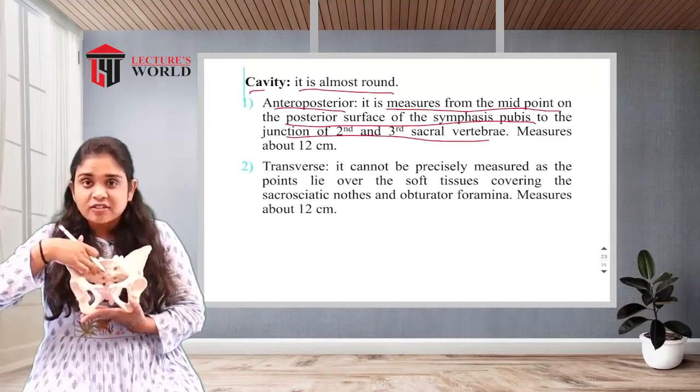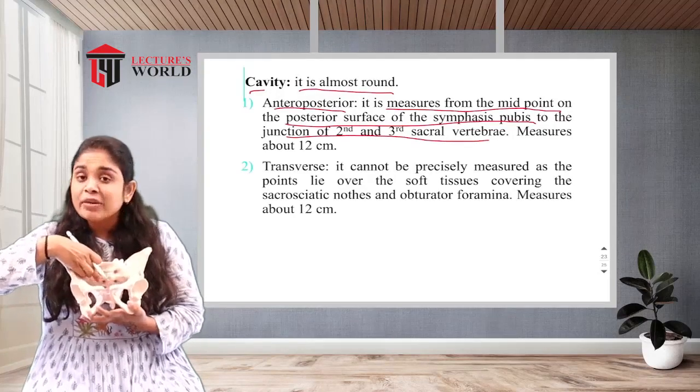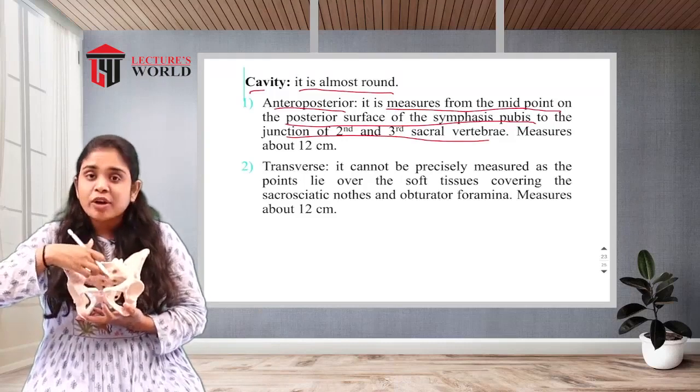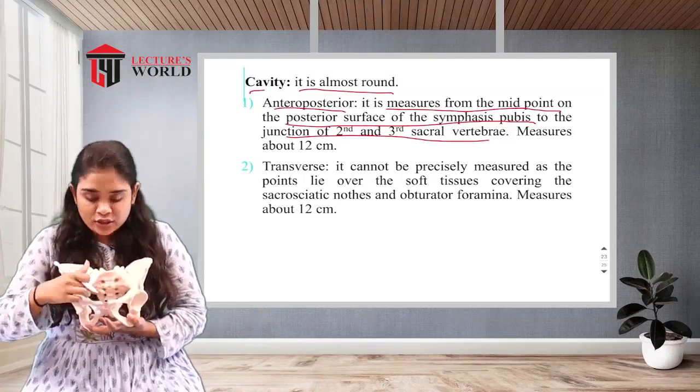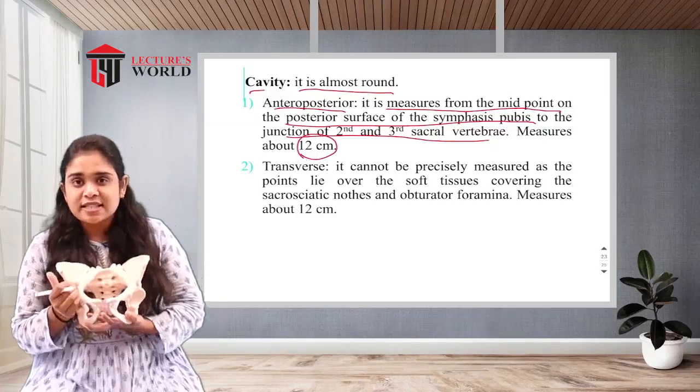So this is the sacral vertebrae: this is the first, second and third. The junction of the second and third you have to take. So from there to the midpoint of the symphysis pubis, it measures about 12 centimeters.